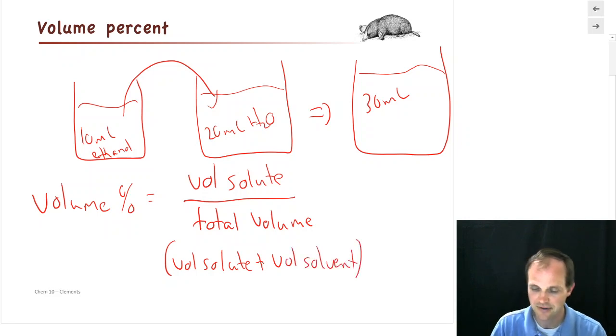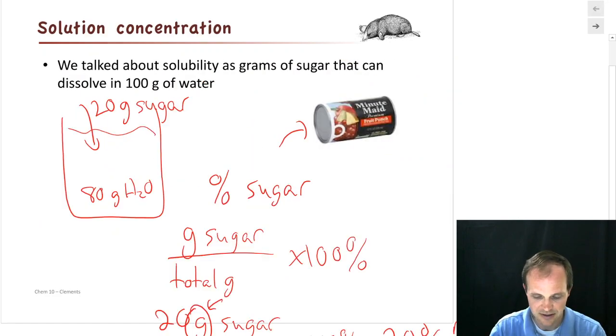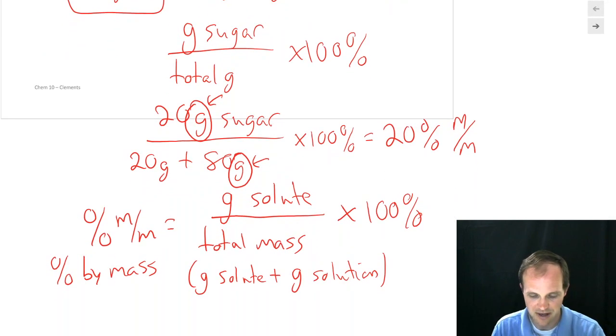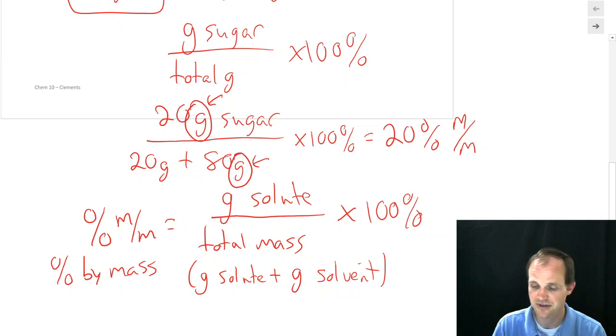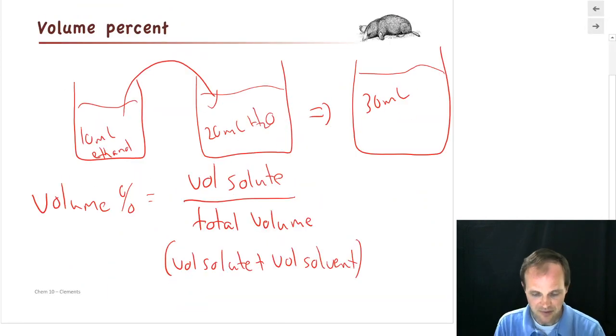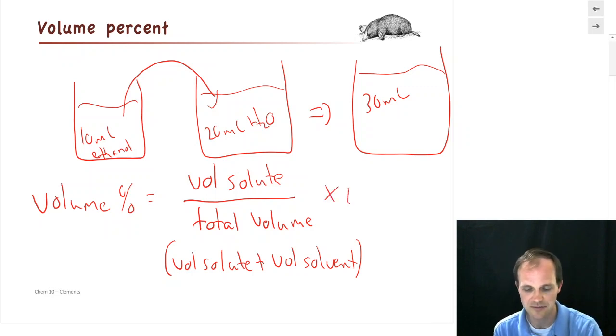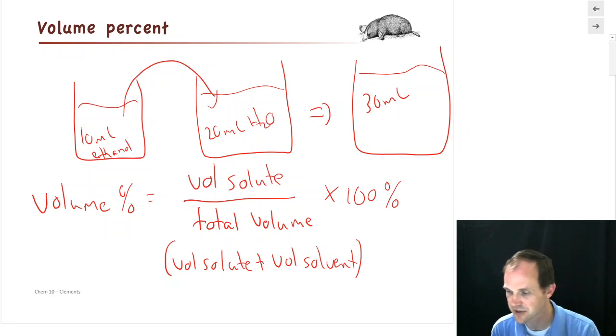I think I wrote the wrong thing 2 slides ago. Now I think it. Grams of solute plus grams of solvent. Sorry about that. Grams of solute plus grams of solvent back there if you want to fix your notes. All right. Volume of the solute plus the volume of the solvent is the total volume. We times 100% when we do that. And that's what we do for a volume percent.